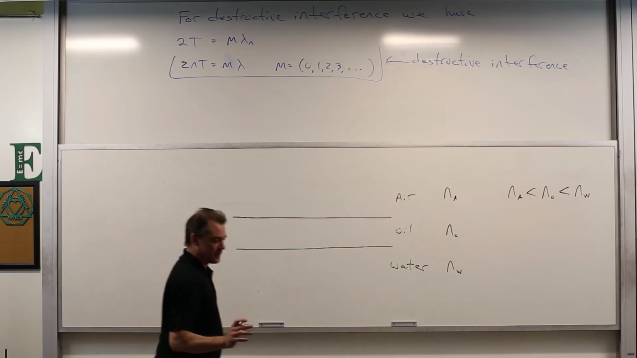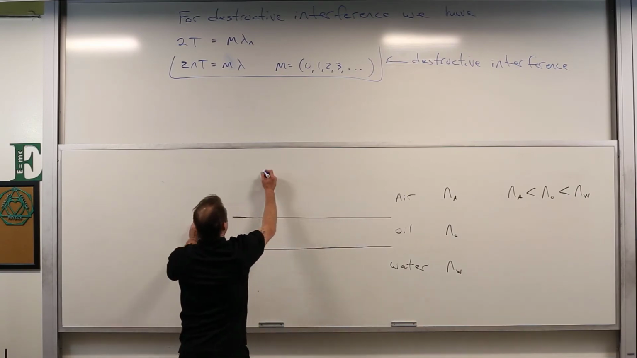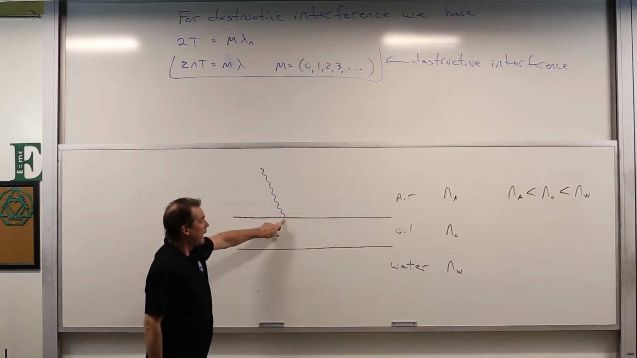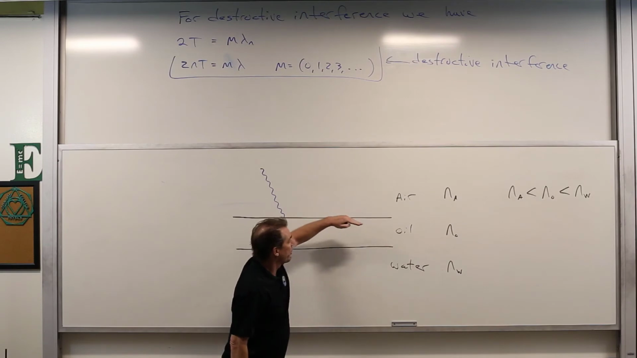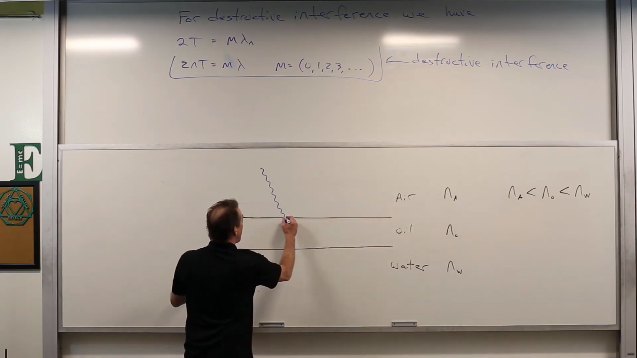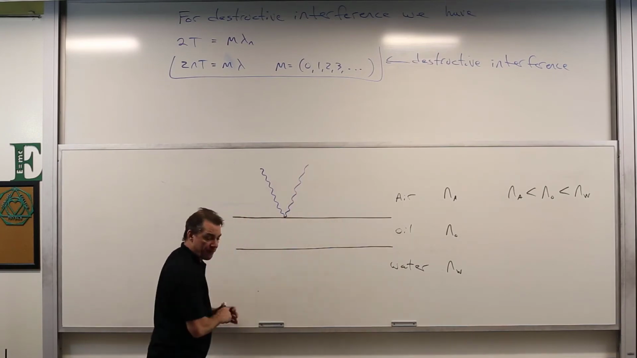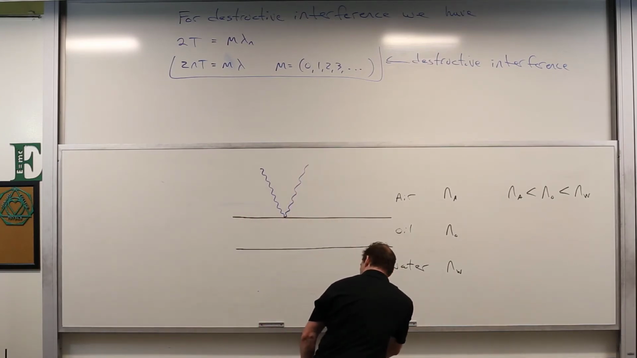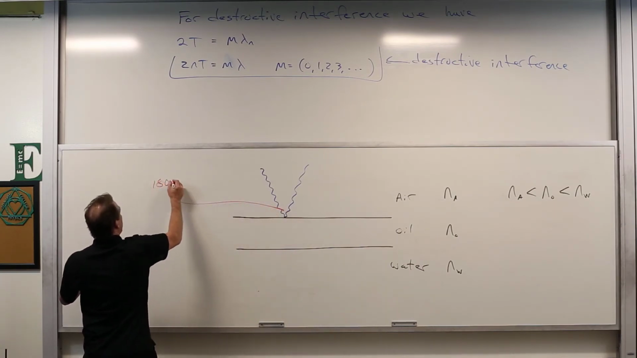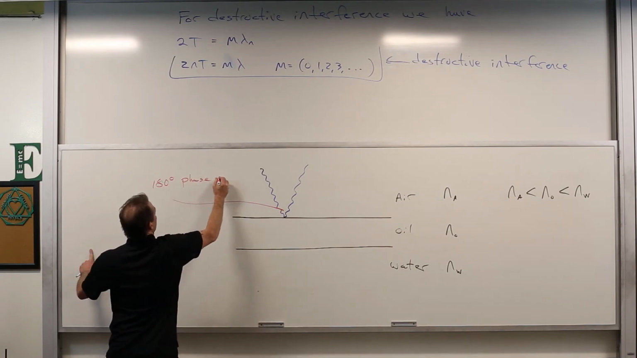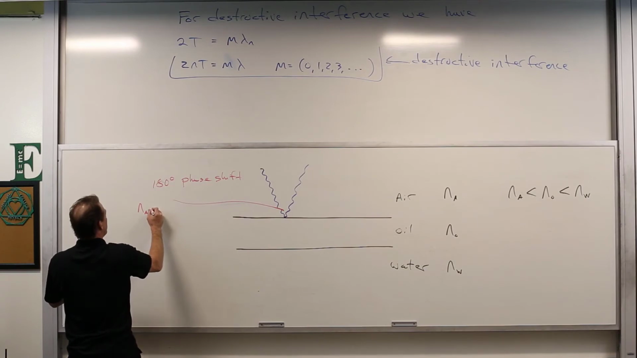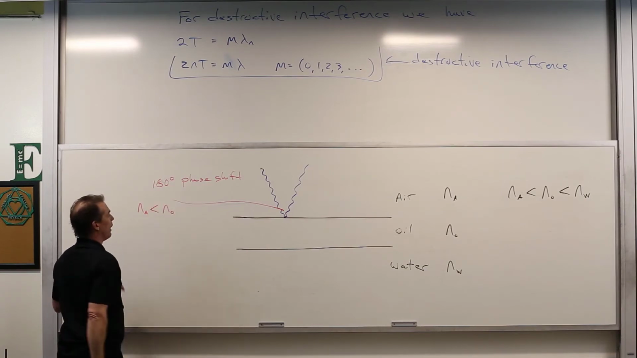What's going to happen in this particular case? We've got some incident ray coming in, strikes here. What happens? We're striking at a boundary between a lower index and a higher index. So this reflected path here, we do get a phase shift. 180-degree phase shift, because N sub air is less than N sub oil.